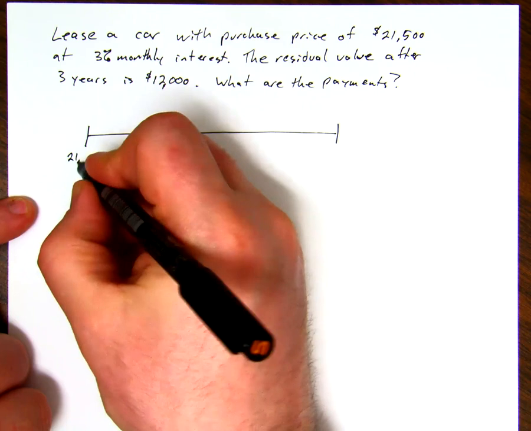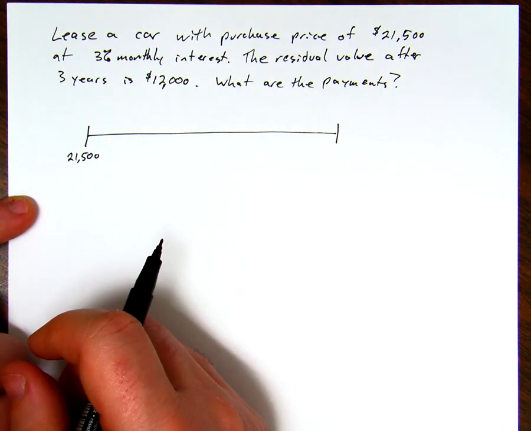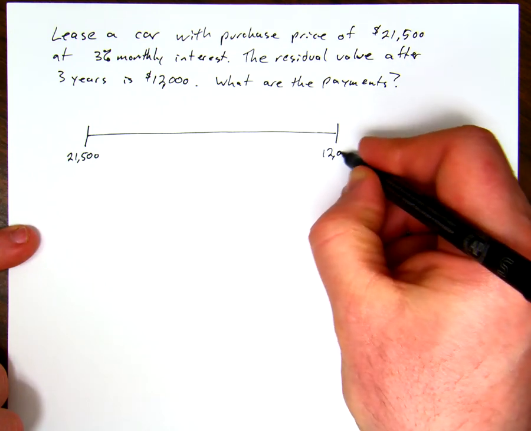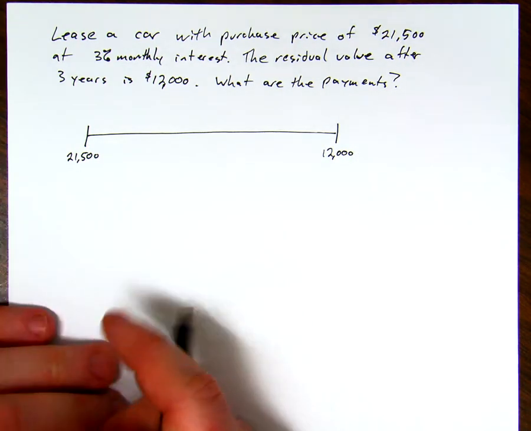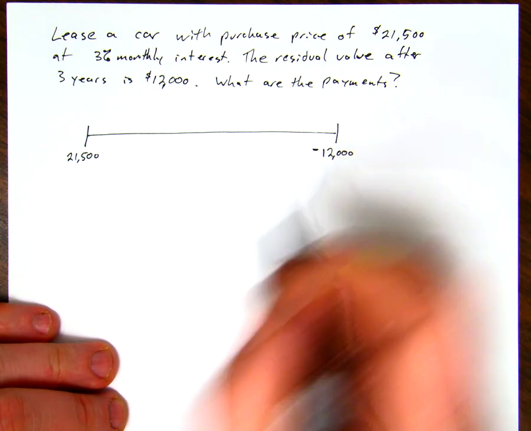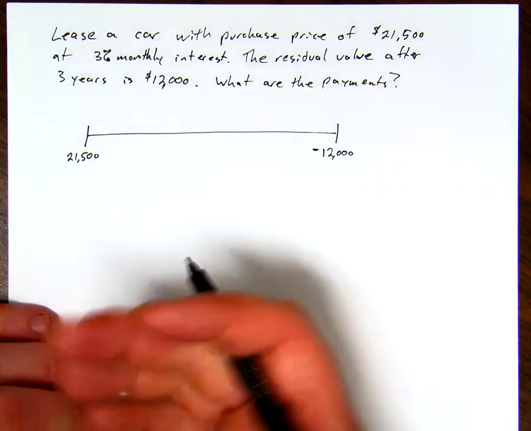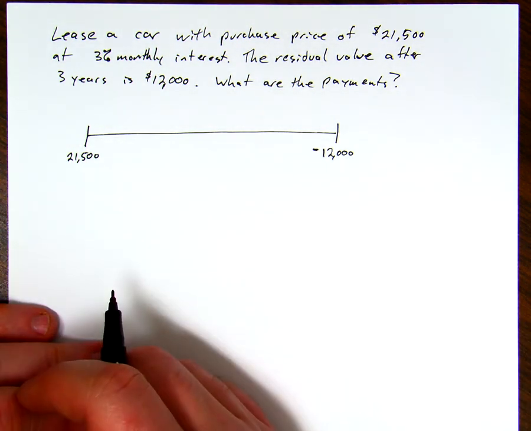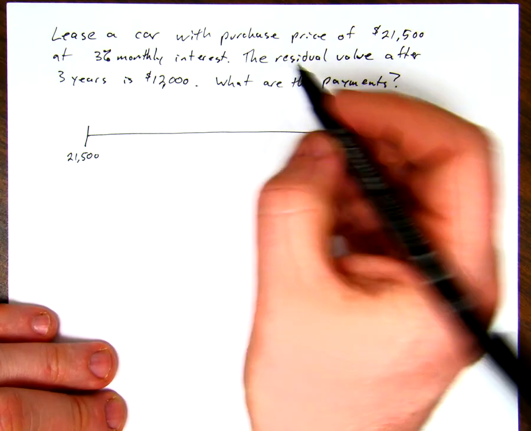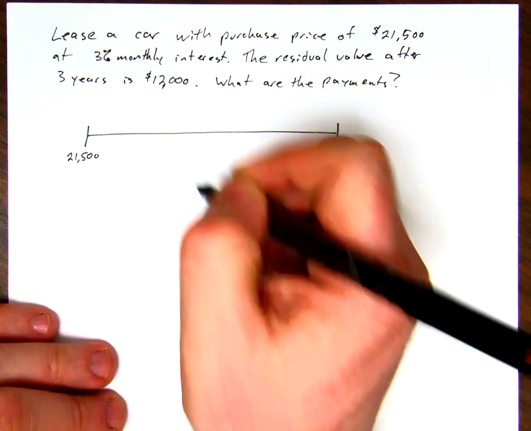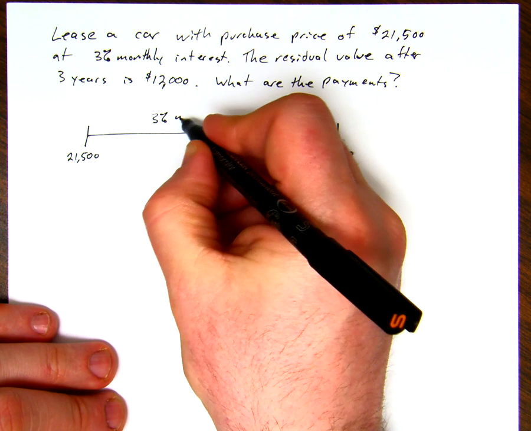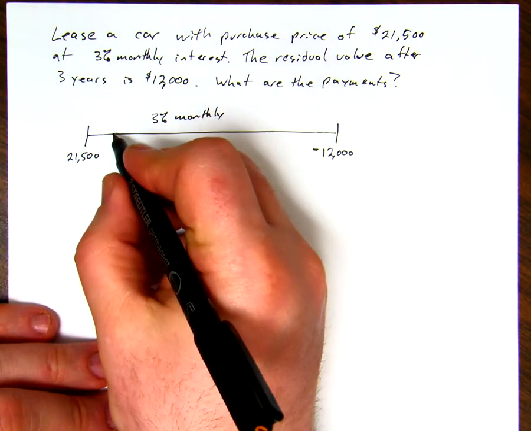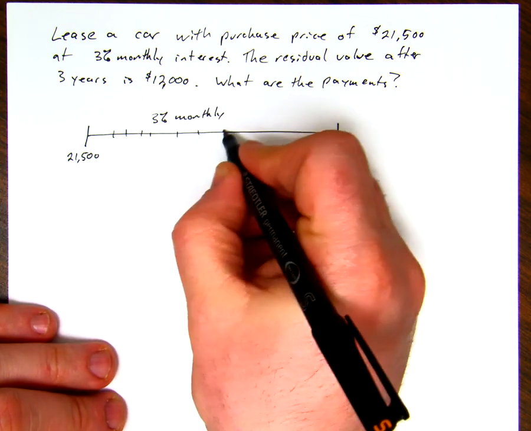But here we have $21,500 value. In the end, we have a residual value, $12,000. If we wanted to keep that car, we'd have to pay an additional $12,000. So we have to give back a car worth $12,000. It's a negative experience. It's something we'd have to pay. Interest is going to be charged at 3% monthly. And what we're interested in is what are the size of the payments.